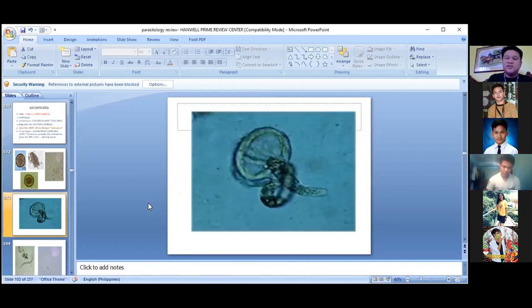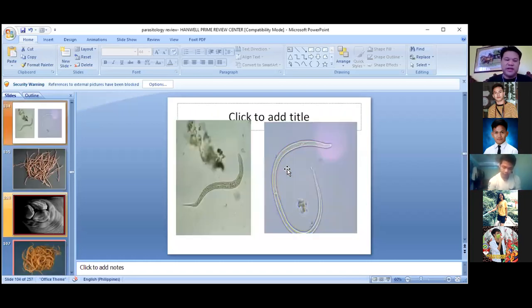Now, if you try to take a look, this is the embryonated ova which has already hatched. Naintindihan? It is trying to liberate your larva. So this is the first stage larva we know as your rhabditiform larva. Is it clear? So this is a hatching ova of Ascaris lumbricoides. And soon, as it hatches, the one on your left is your rhabditiform larva: shorter, stouter, open mouth, vegetative, correct?